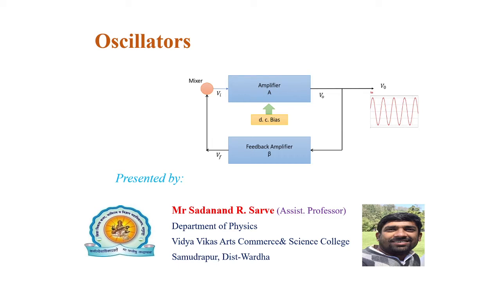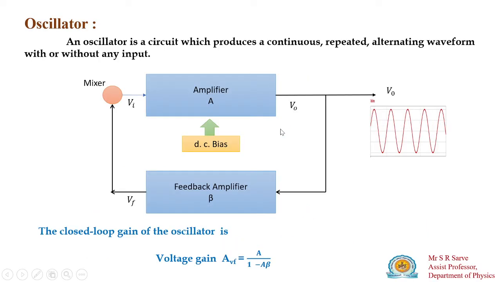So good afternoon students. Today we are going to learn about what oscillators are, what is meant by oscillators, and what are the different types of oscillators. So what is an oscillator? An oscillator is a circuit which generates an AC output.